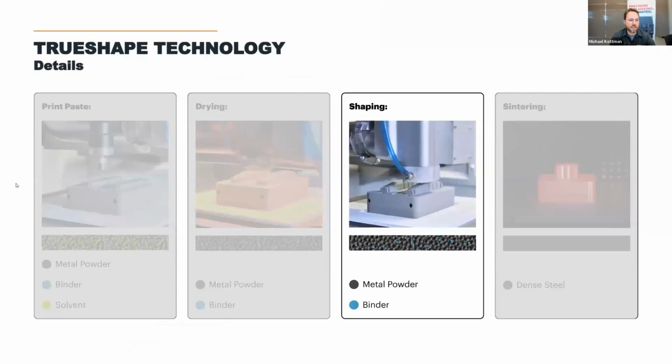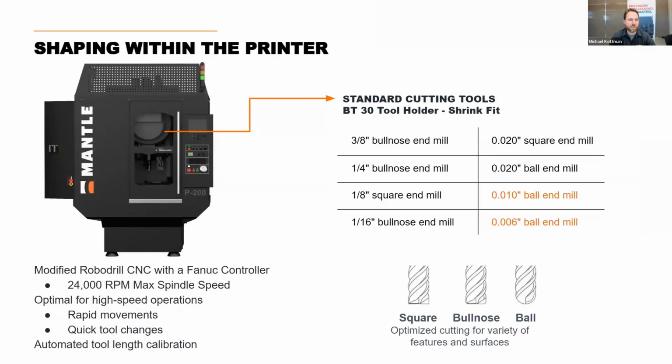So now at this stage, we've dispensed paste, we've dried out the solvent. So what's left is the metal powder and the binder. So this is our green body state. But we do all of that inside of a modified CNC. So the dispensing process is inside of this as well as the drying. And so being in a CNC allows us to do the shape refining of the green body.